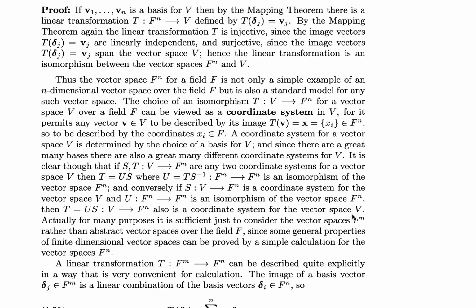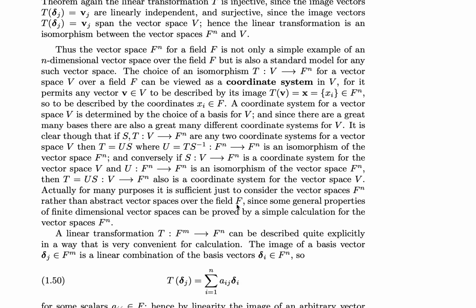Therefore, we consider that the vector space F^n for field F is not only a simple example of an n-dimensional vector space over the field F, but is a standard model for any such vector space. The choice of an isomorphism T from V to F^n for a vector space V over field F can be viewed as a coordinate system in V, for it permits any vector v in V to be described by its image T(v) = x = (x_i) in F^n. So it can be described by the coordinates x_i within F.